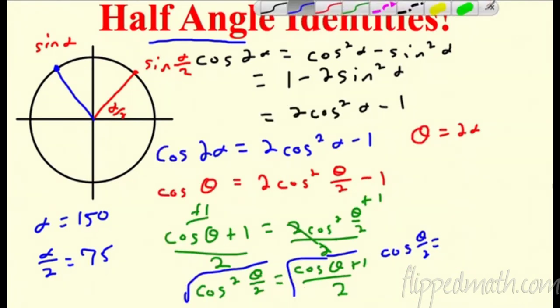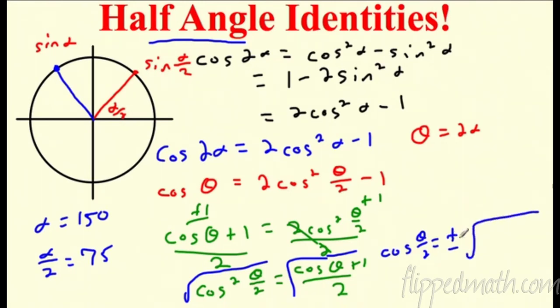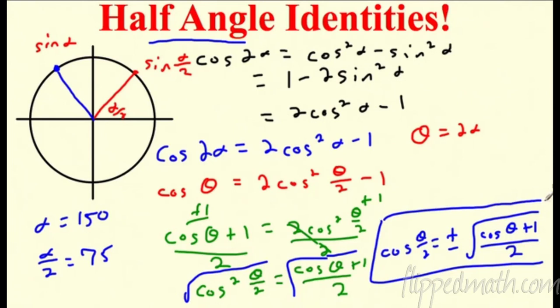Let's try this. What happens when you introduce a square root? Remember, it becomes plus or minus. So it's plus or minus the square root of cosine theta plus 1, all divided by 2. So that is our half angle identity for cosine right there.